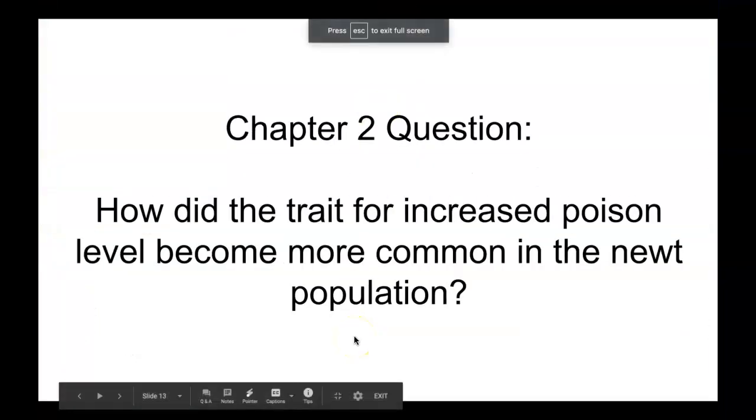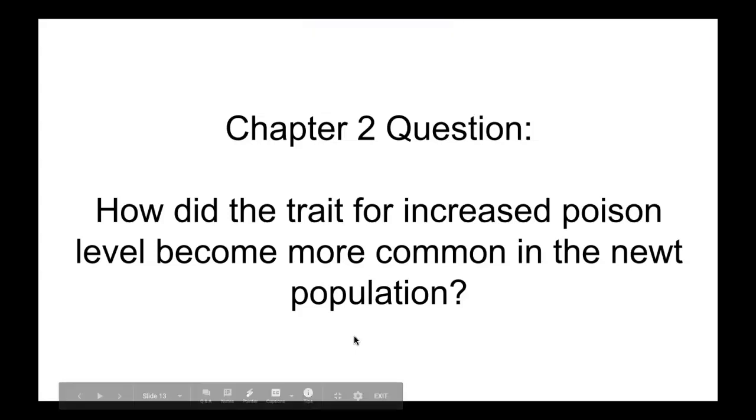So now that we know where individuals and populations get their traits, we can continue to think about how the trait for poison level became more common in the newt population. So again, the chapter 2 question is, how did the trait for increased poison level become more common in the newt population? We know individuals get their traits from their parents. So it's going to help us look at this question.